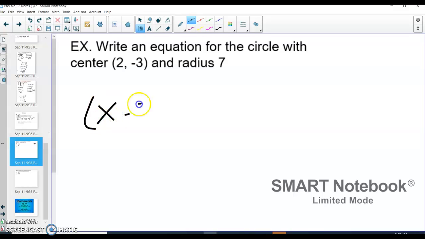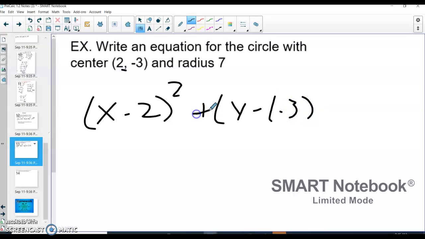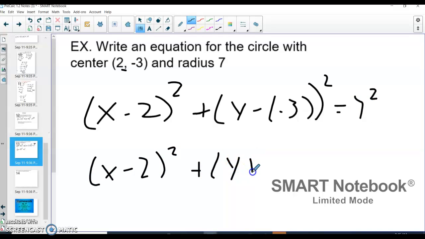So we have x minus 2 squared, because I'm plugging in the 2 for the h, the center of my circle, plus y minus a negative 3, that's a plus, sorry, squared equals 7 squared. This is going to be x minus 2 squared plus y plus 3 squared equals 7 squared, which is 49.